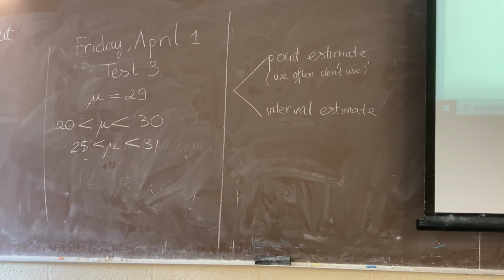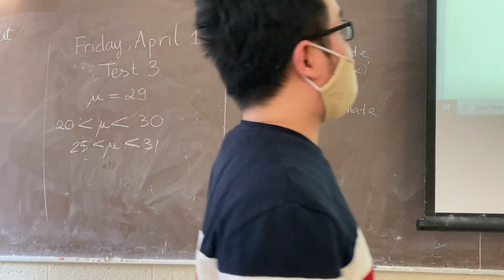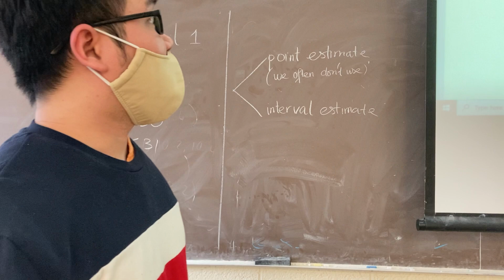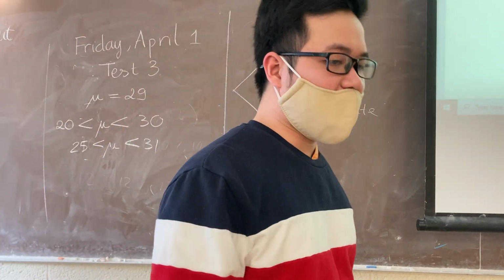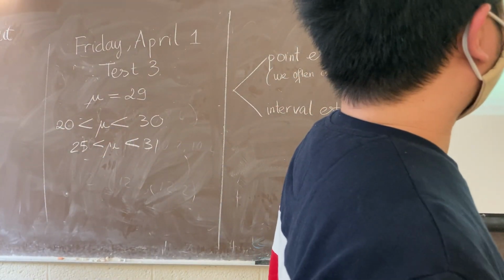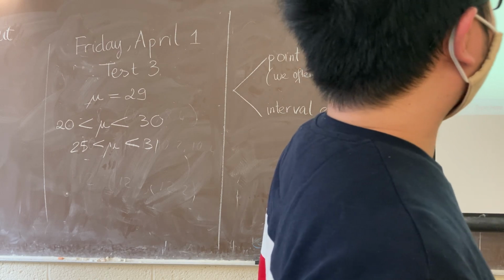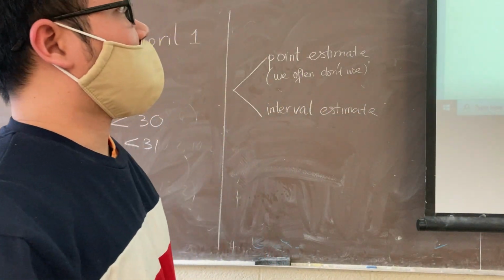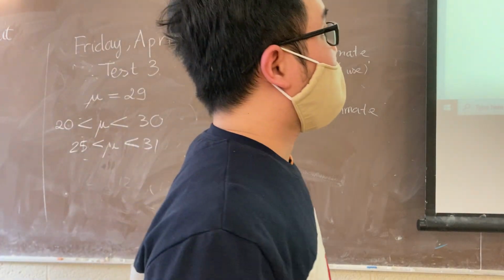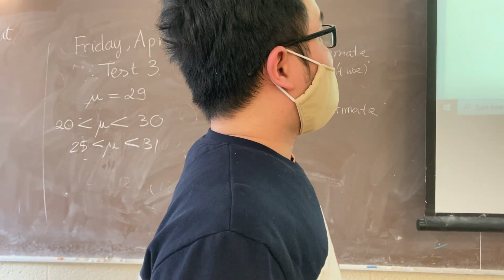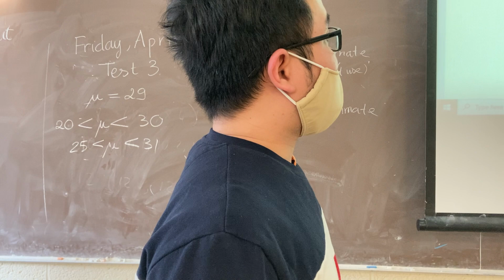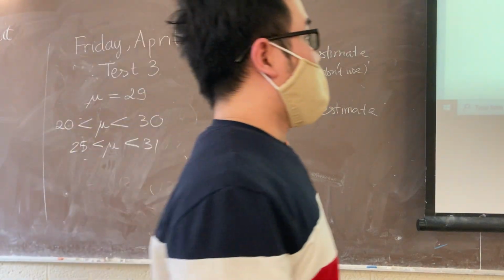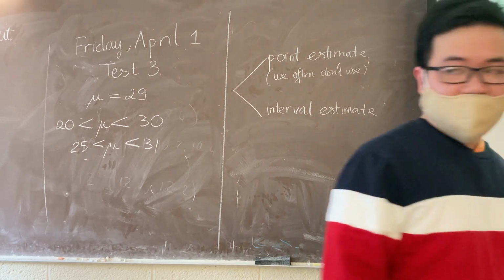And we have two more concepts about the interval estimate. That is the level of confidence, or the confidence interval. What about this? The level of confidence is the percentage of all possible samples of a given size that will produce an interval estimate that contains the actual parameter. I will give you an example for this.